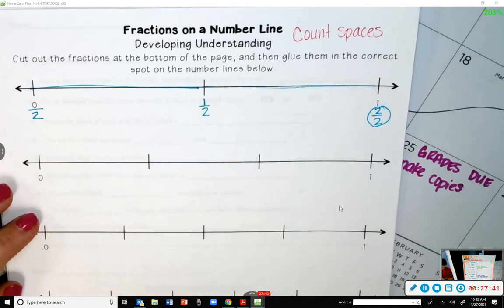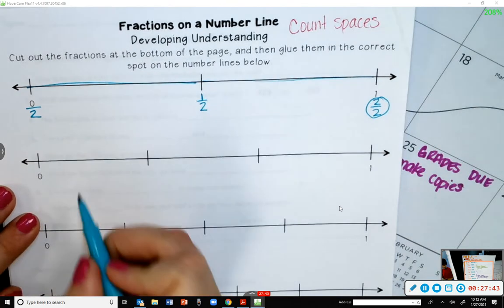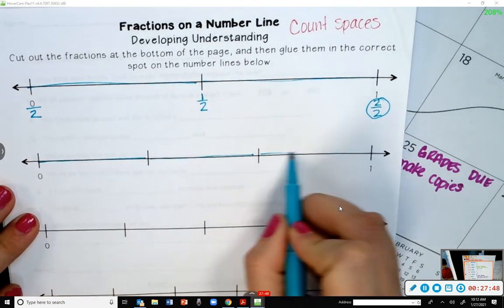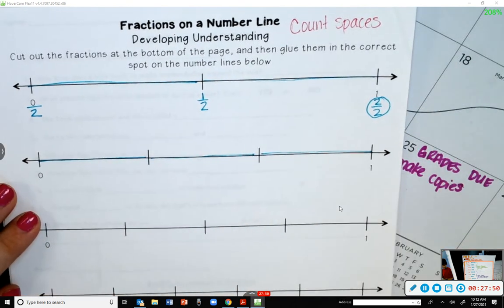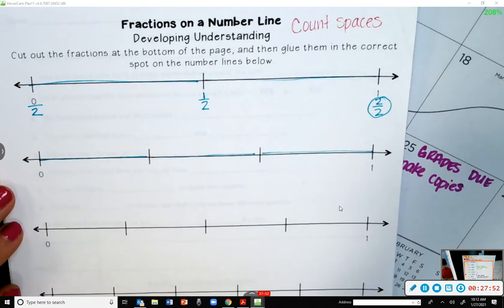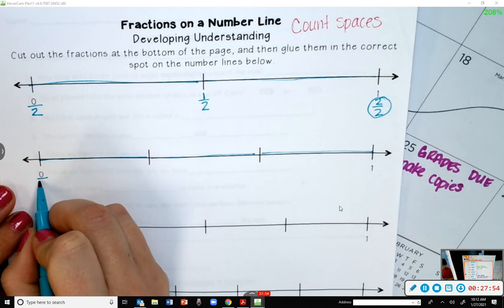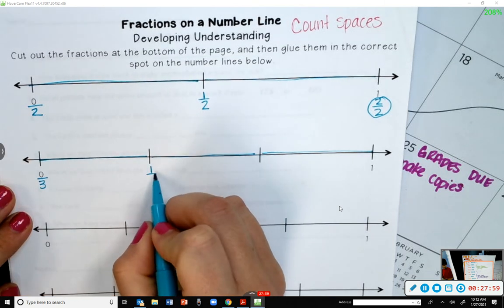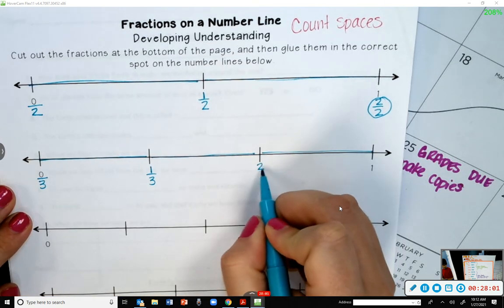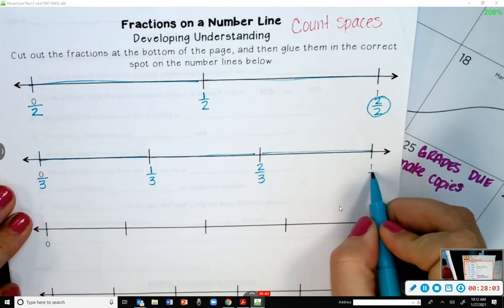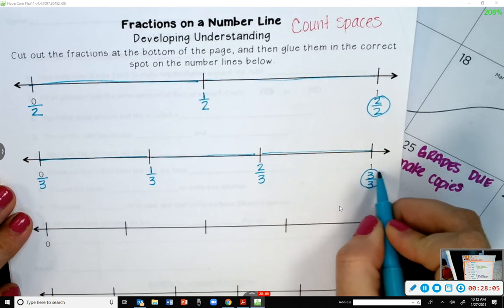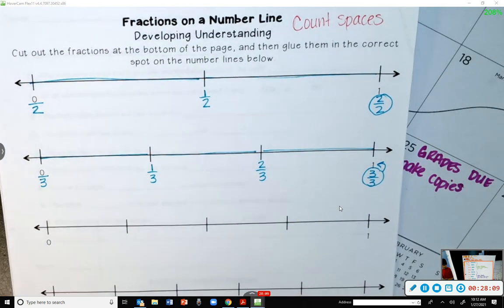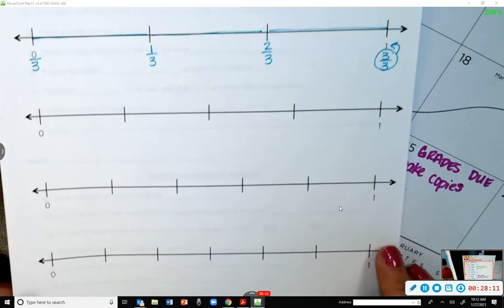So let's count the spaces. 1, 2, 3. So what is my denominator? 3. So this would be 0 thirds. What would come here? 1/3. 2/3. 3/3, which is the same as 1 whole. Okay, who wants to come up and do the next one?